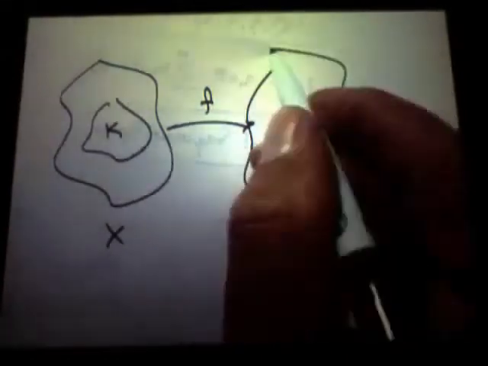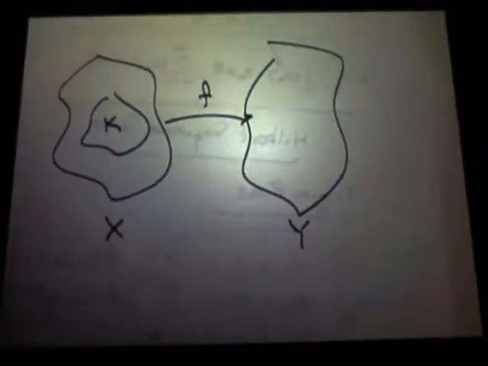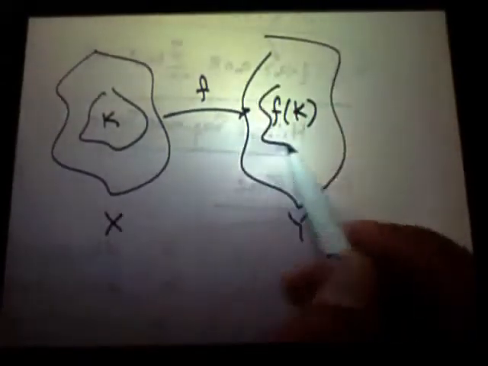Okay, so I have a compact set here, K, in the space X, right? And I have a function f that's continuous into another space Y. So over here I have f of K. That's some other set, right? K is compact. I'd like to show f of K is compact. That's a continuous image of a compact set.